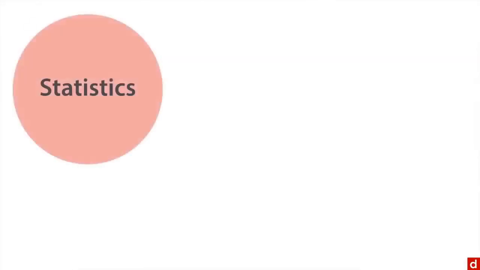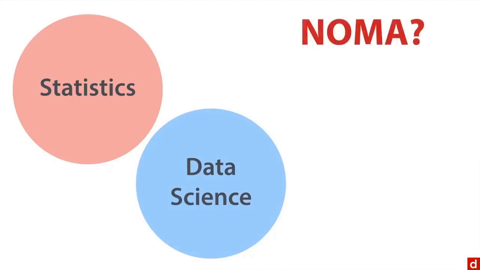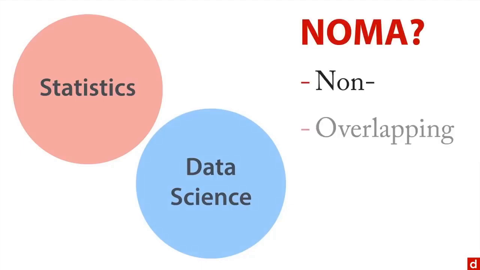So let's start here about statistics. Put a little circle here and we'll put data science. And to borrow a term from Stephen Jay Gould, we can call these non-overlapping magisteria or noma. So you think of them as separate fields that are sovereign unto themselves with nothing to do with each other. But that doesn't seem right.